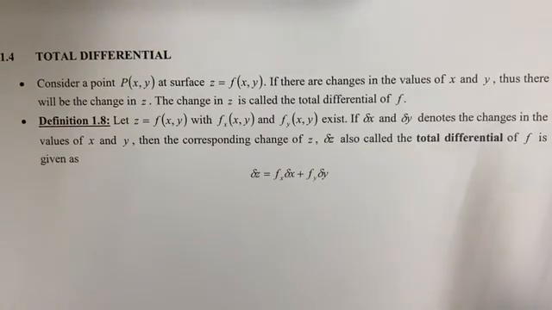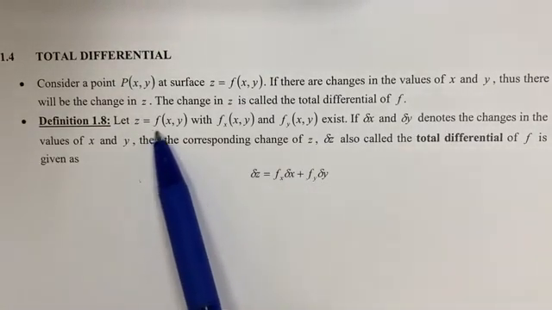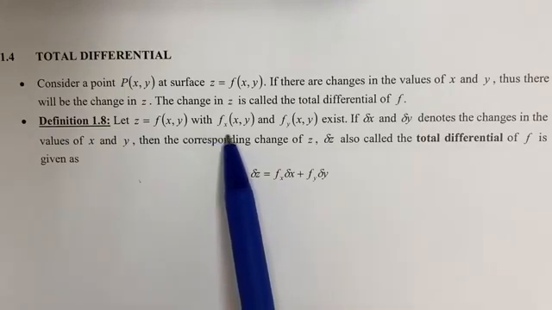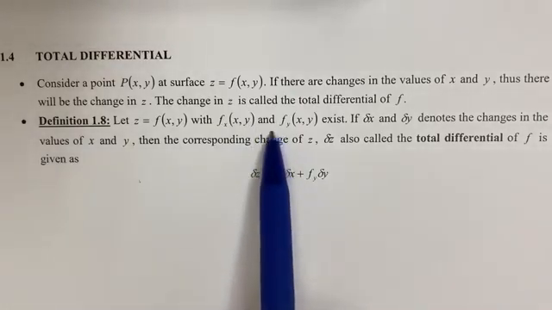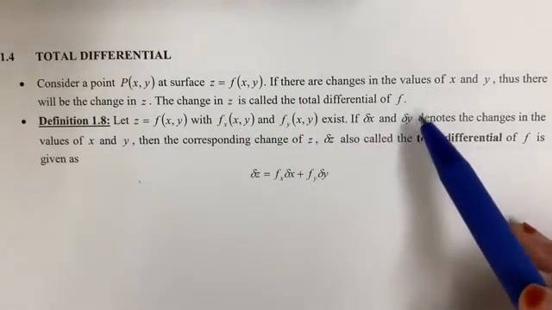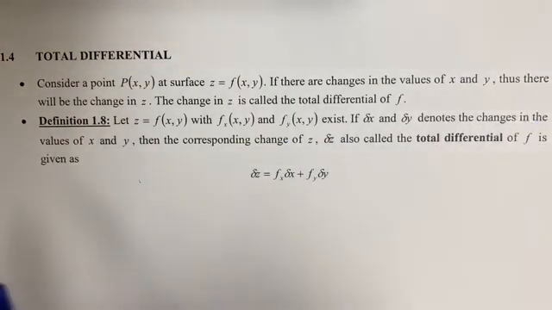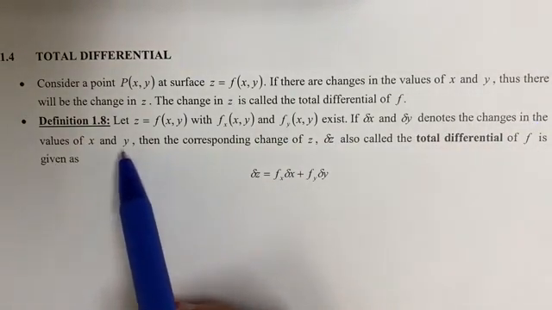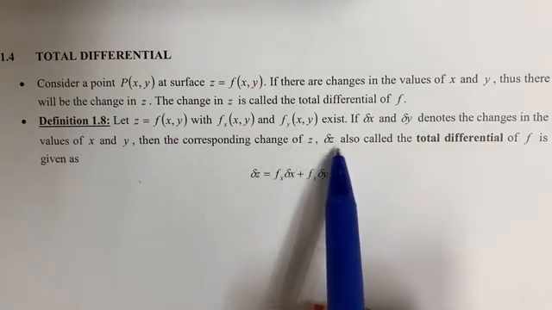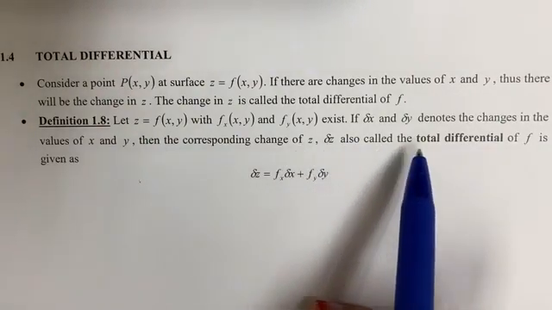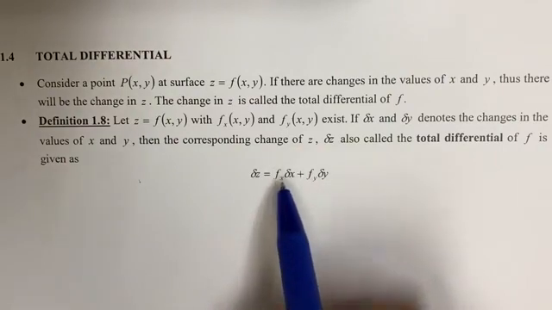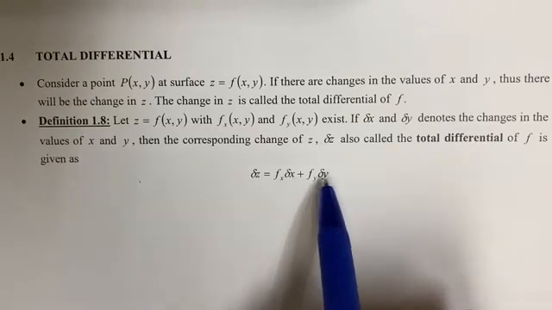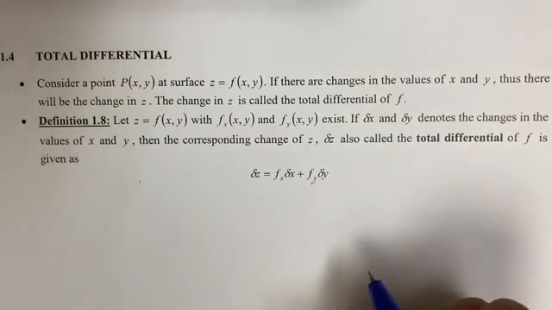As given by definition 1.8, let z equal to f(x,y) with fx and fy exist. Okay, so make sure fx and fy exist first. If delta x and delta y denote the changes in the values of x and y, then the corresponding change of z, delta z, also called the total differential of f, is given as, so remember this formula, delta z is equal to fx multiplied by delta x plus fy multiplied by delta y.